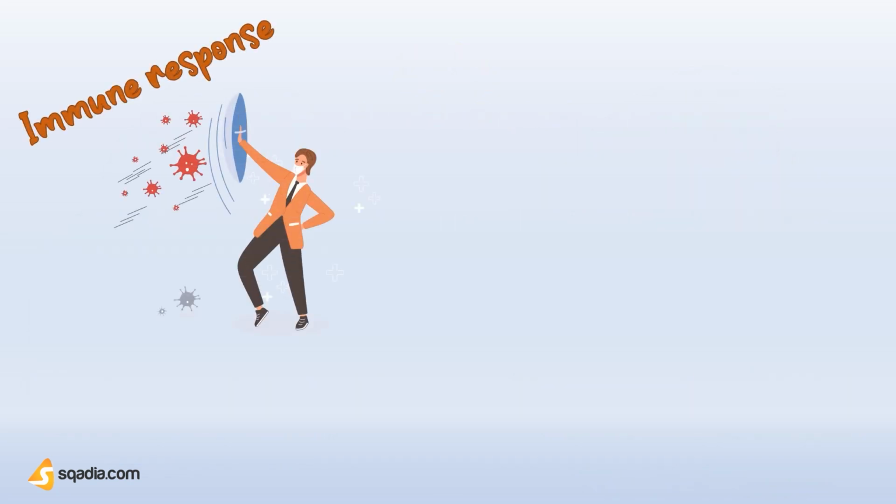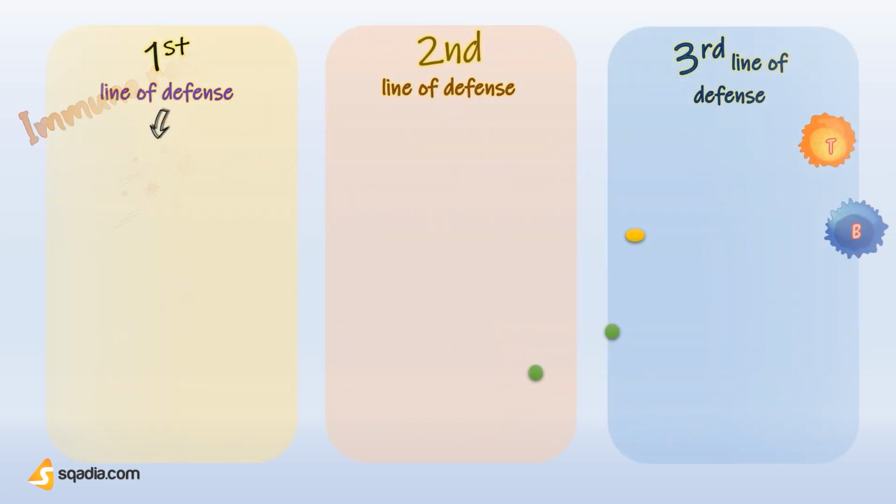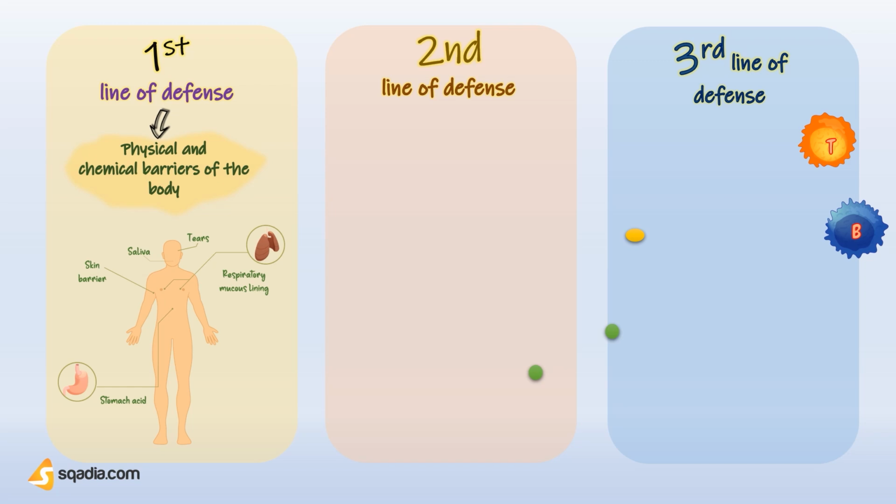We know very well that the immune system is an important system of our body that provides protection against invading microbes by innate or adaptive components. Innate immunity guards our body by first and second line defenses, while protection by adaptive immunity is provided by the third line of defense. Protection of our body starts with the first line of defense, that is the physical and chemical barriers of the body, like skin, saliva, tears, stomach acid, and mucosal lining.